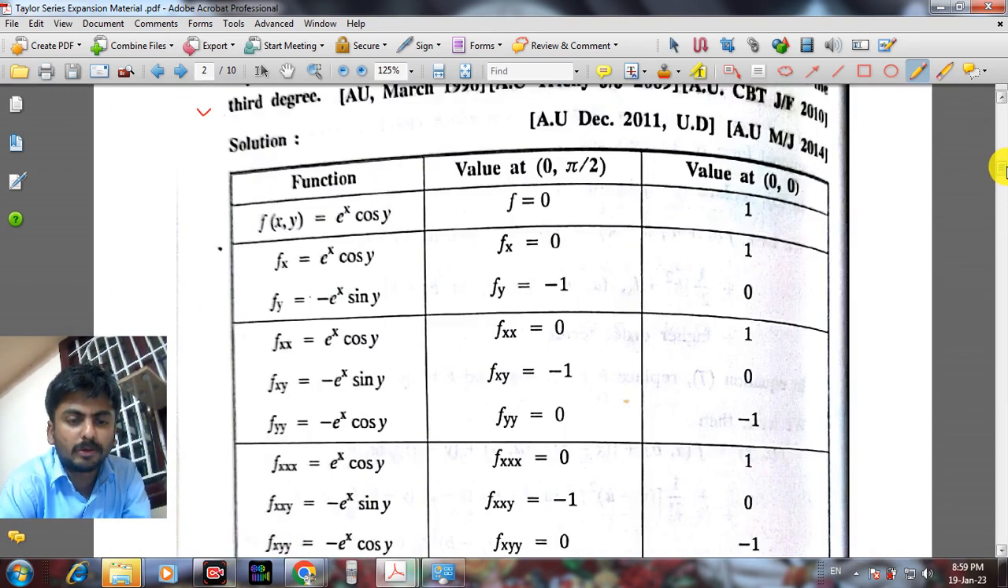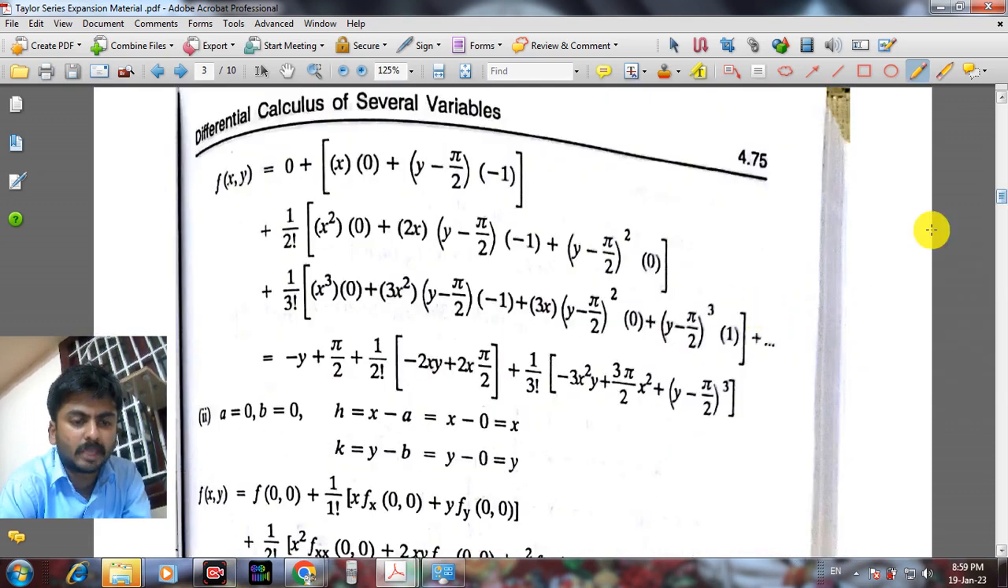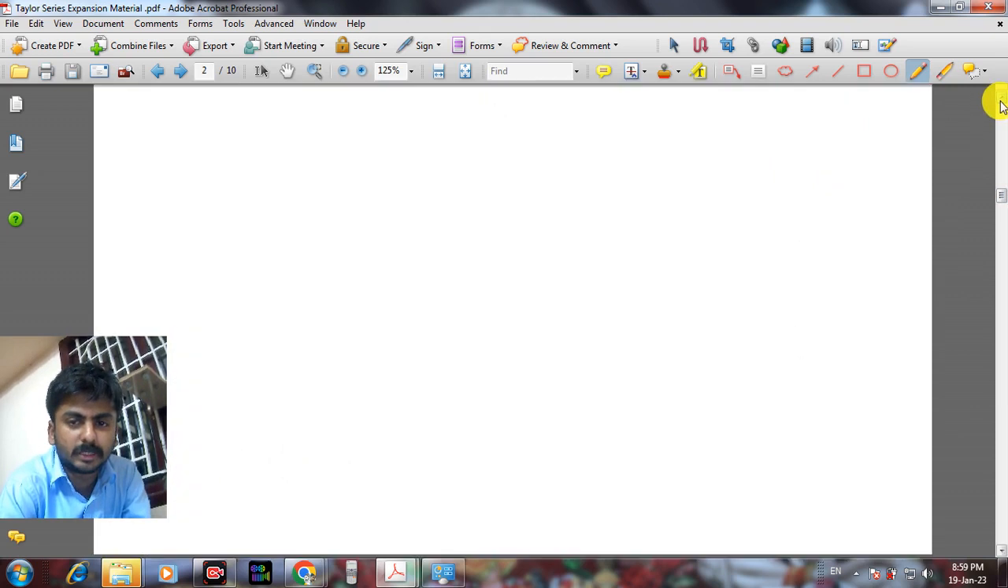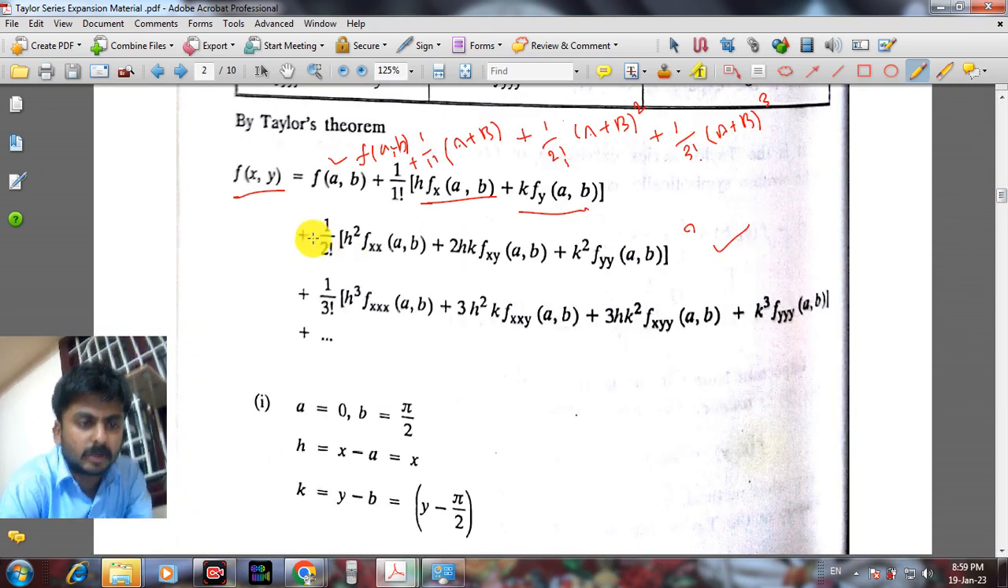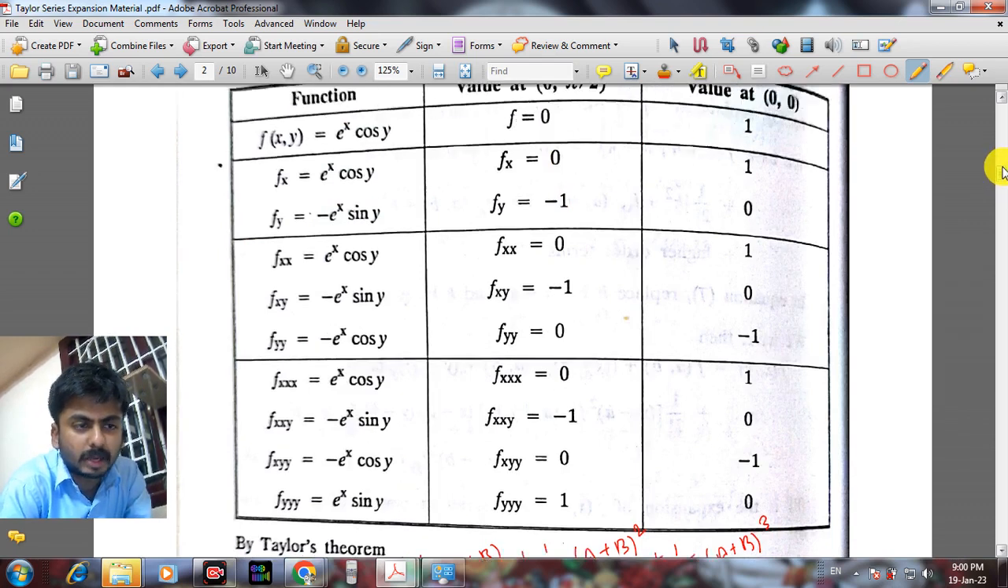So we want to find, see the formula, we want to find fx. Since it is a PDF, it will not display very clearly. So we want to find fx, and fy initially. After that, fxx, then fxy, then fyy. After that, fxxx, fxxy, fxyy, then fyyy. So we want to find all these terms. So here we are going to find those terms.